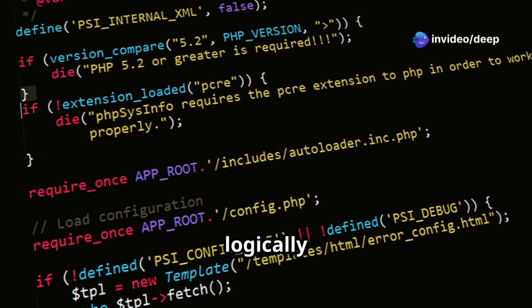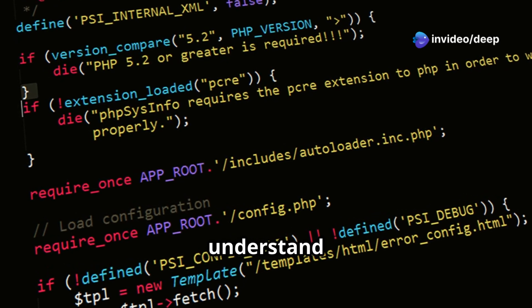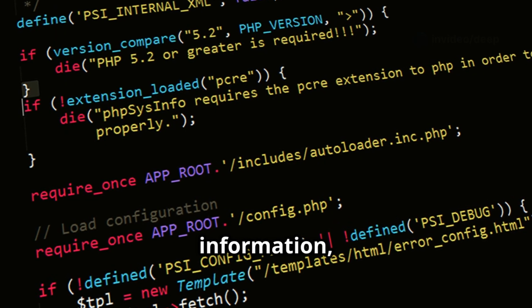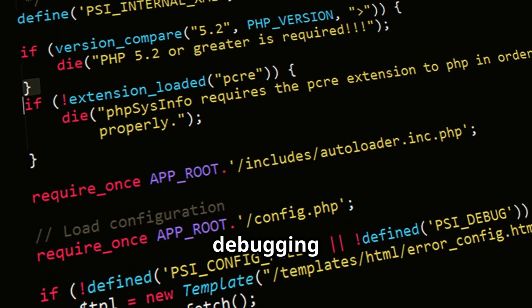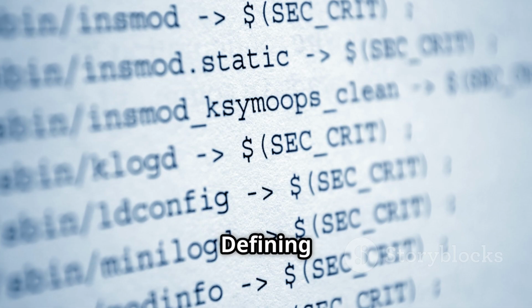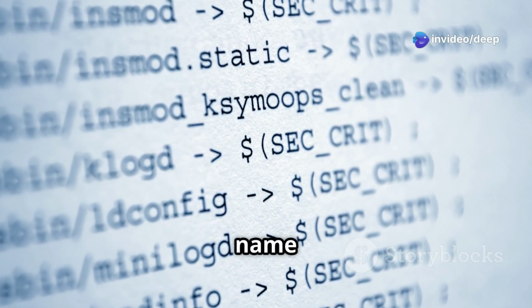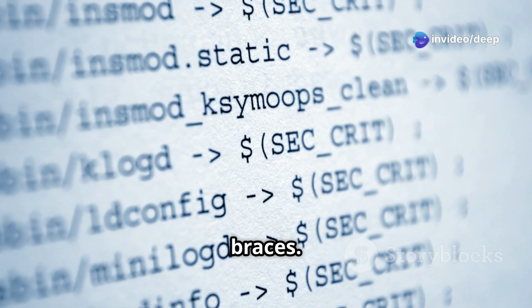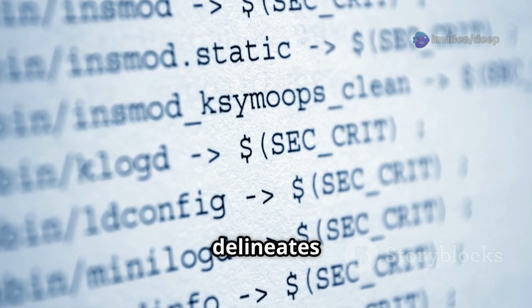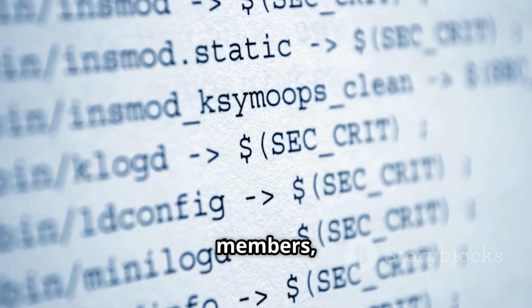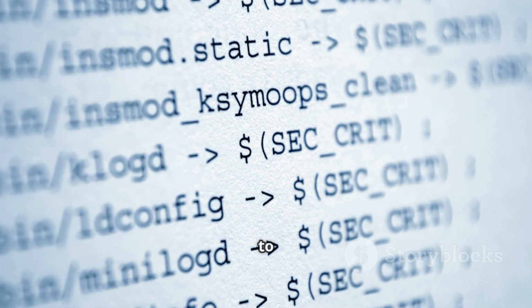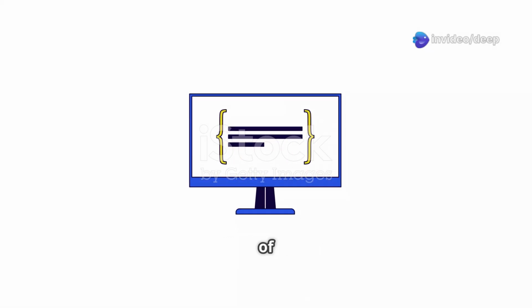When data is logically grouped, it becomes easier to understand the relationships between different pieces of information, which is crucial for debugging and future development. Defining a structure involves using the struct keyword, followed by the structure name and a code block enclosed in curly braces. This syntax clearly delineates the structure's scope and its members, providing a clear and concise way to define complex data types. Within this block, we declare the members of the structure, which can be of different data types.